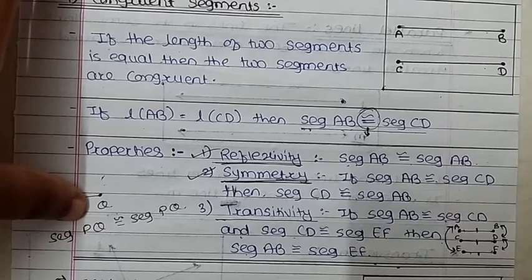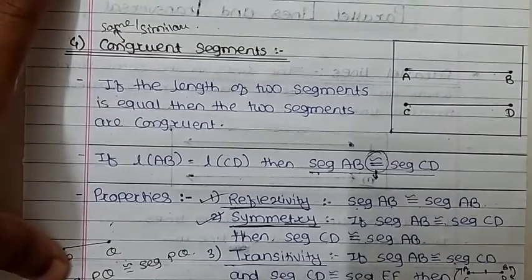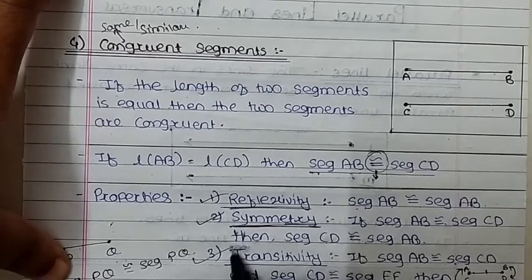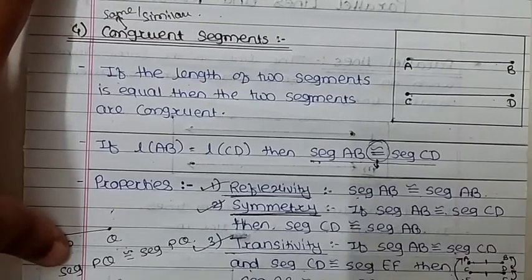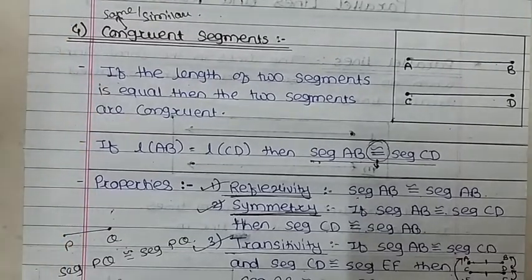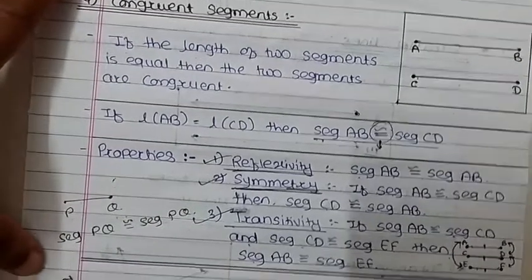Understand this one? Clear? So these are the properties followed by congruent segments. Transitivity. Okay. How many properties are there? Three: reflexivity, symmetry and transitivity. Okay. Next.